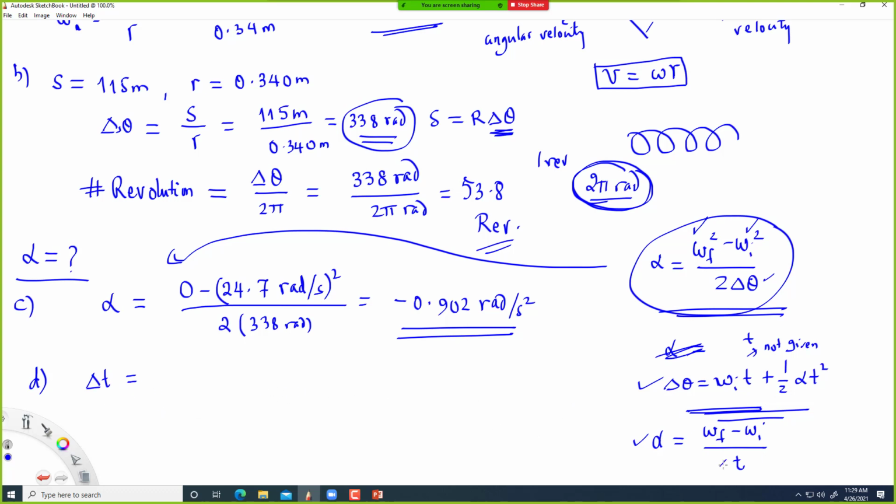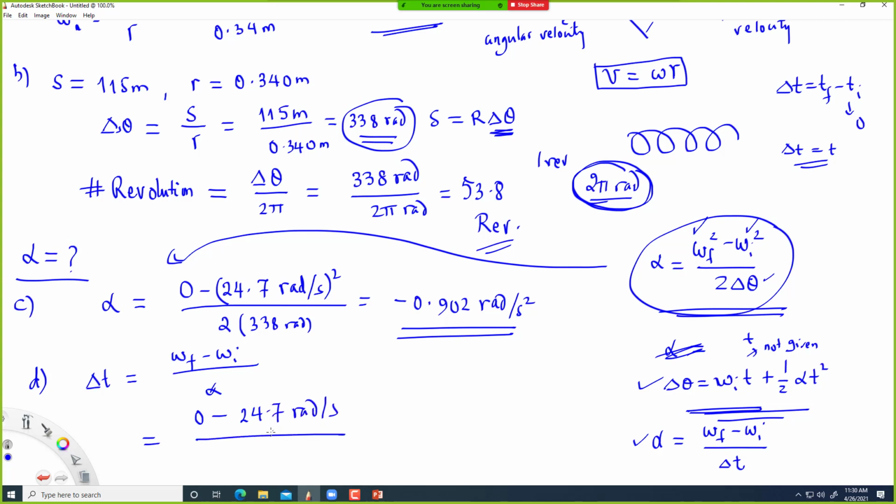Here delta t and t are the same, because delta t is t final minus t initial. Usually we consider the initial time to be 0, so delta t and t are the same. Sometimes I may write t, sometimes delta t, both the same thing. So delta t is omega final minus omega initial, rearranging the terms, over alpha. Omega final is 0, omega initial is 24.7, and alpha, we just found, is negative 0.902.